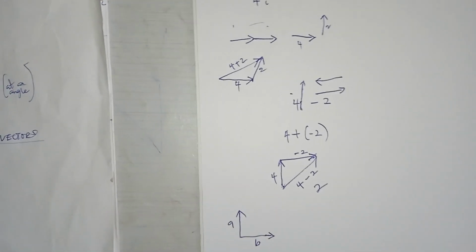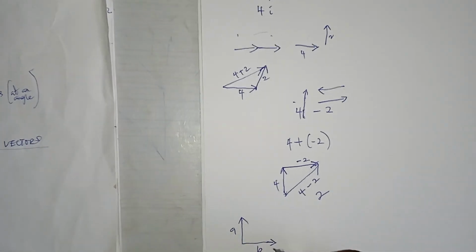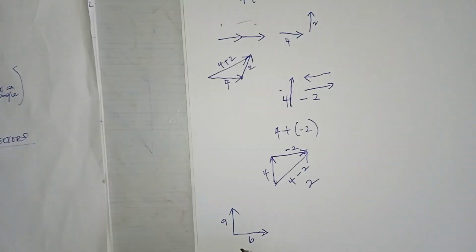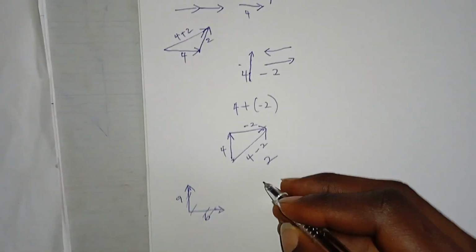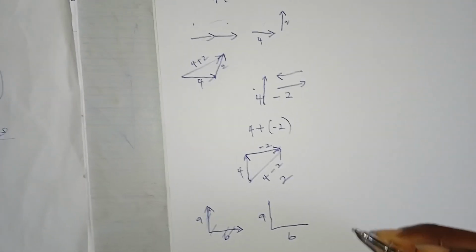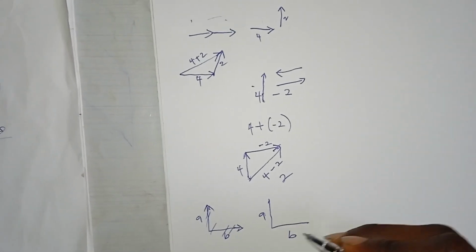Two vectors A and B can be found. Now notice something. This is wrong. It's not like this. Two vectors A and B can be found using the two sides of a triangle.